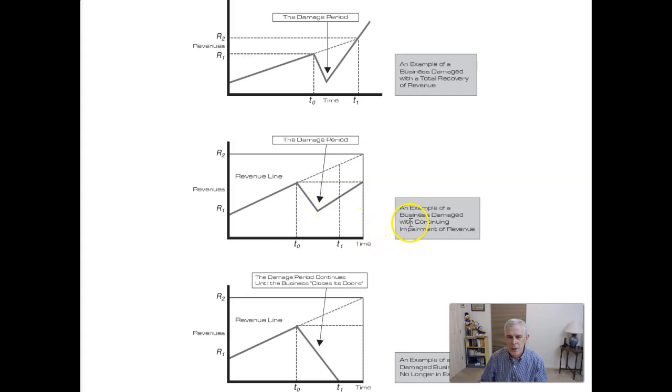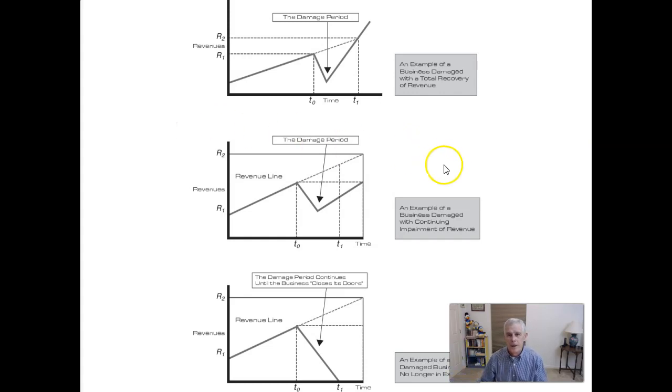Let's look at this point. An example of a business damaged with continuing impairment of revenue. In other words, it never recovers. You have the trend line going before the action took place. Here's the action, T1. Caused harm, lost revenues, and then you're projecting, based on what you see with, again, analyzing everything you can, they will never recover back up to the line that they were on trend to hit. So it's continuous, way out into the future. And so you might go out 20, 30 years on this.